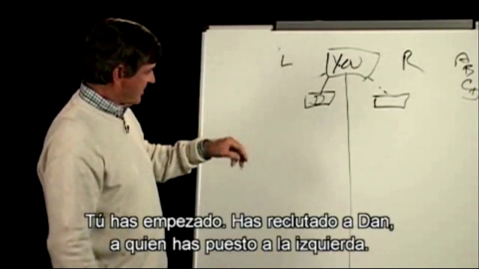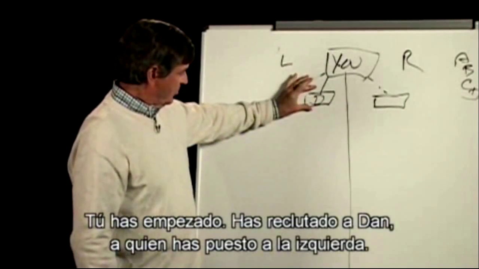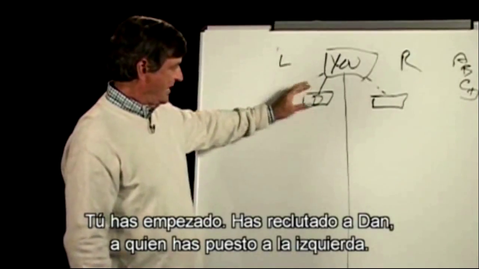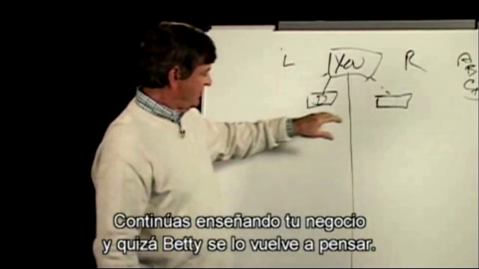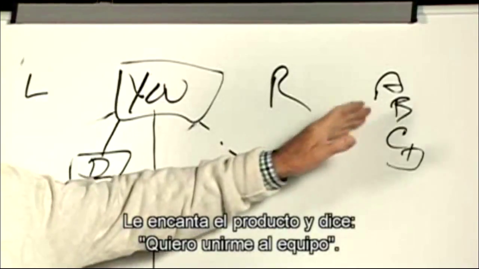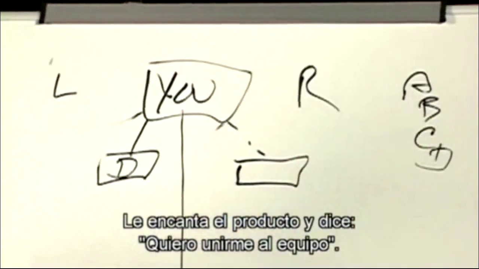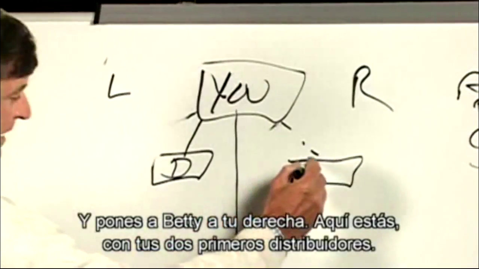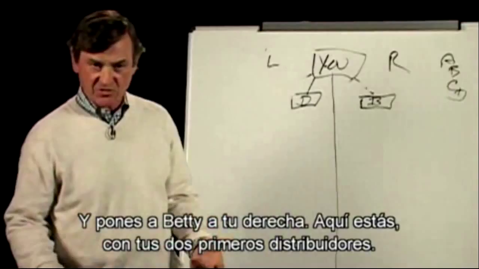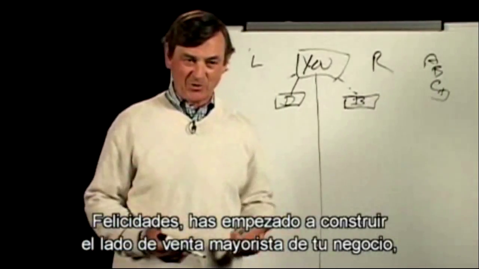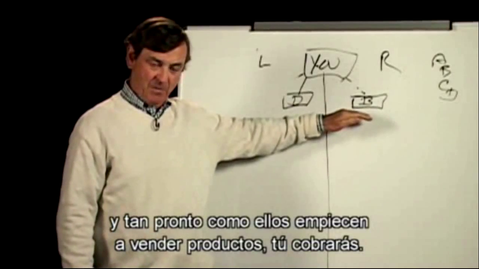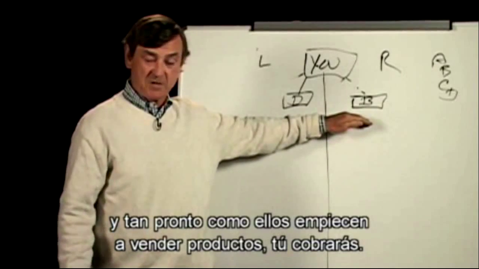So you've gotten started, and you recruited Dan over here, who you decided to put on the left side. And you're continuing to show the business, and maybe Betty rethinks it, loves the product, says, you know what, I really want to join the team. So you might put Betty on your right side. So there you are with your first two distributors. Congratulations, you started building the wholesale side of the business, because as they start to market and sell products, you get paid.